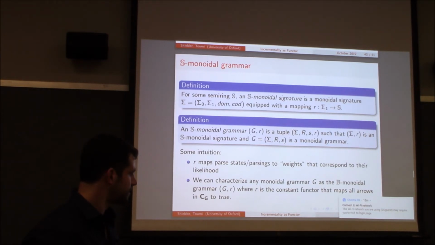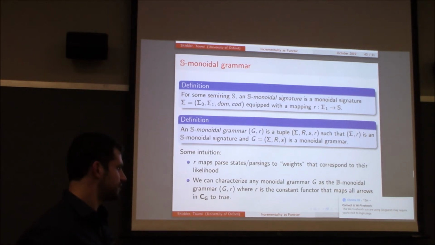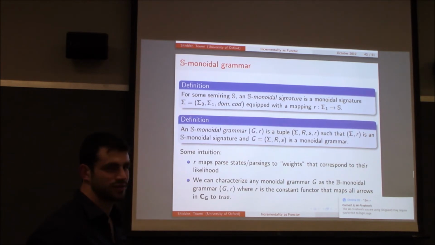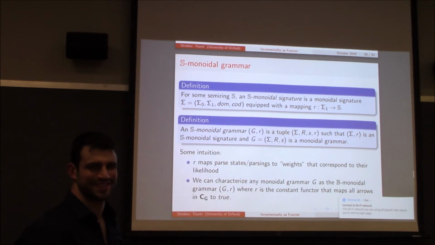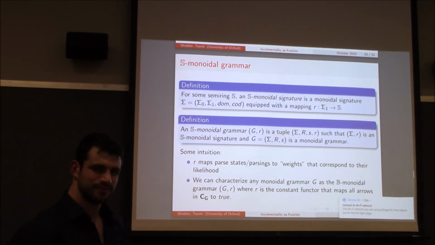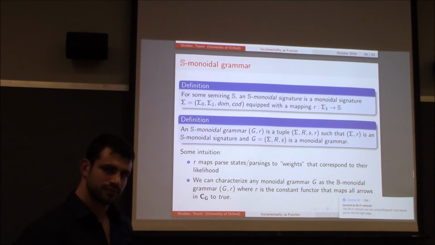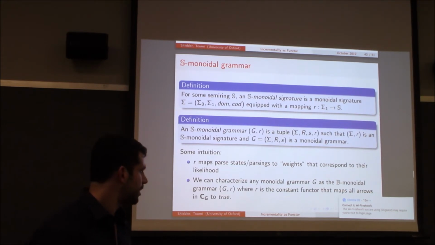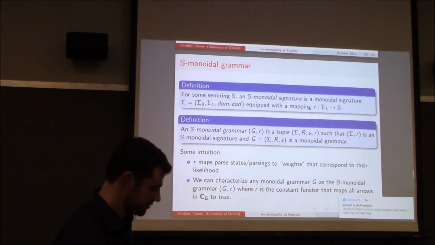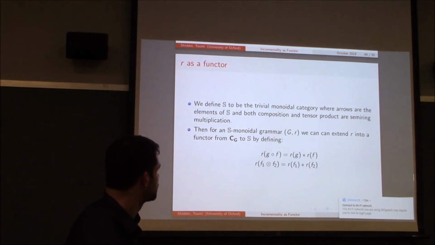And we can characterize any monoidal grammar as the B-monoidal grammar where R is just a constant function. I've cheated and said functor before; it's still a function in this slide. So instead of saying, is it possible for this to be grammatical, you're extending true/false to a continuous probability value? Yeah, that's right. R is still a function, but I'm going to make it into a functor in a moment.